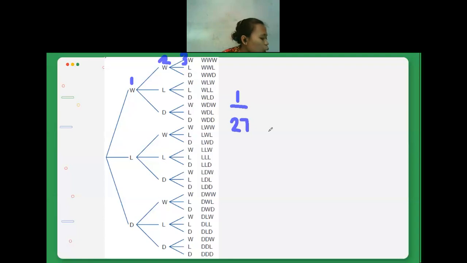For B, win more times than loses. So what is the probability? The wins have to be more than the losses. 10. How did you get 10? Yes, it is 10. So the WWL, which one else?